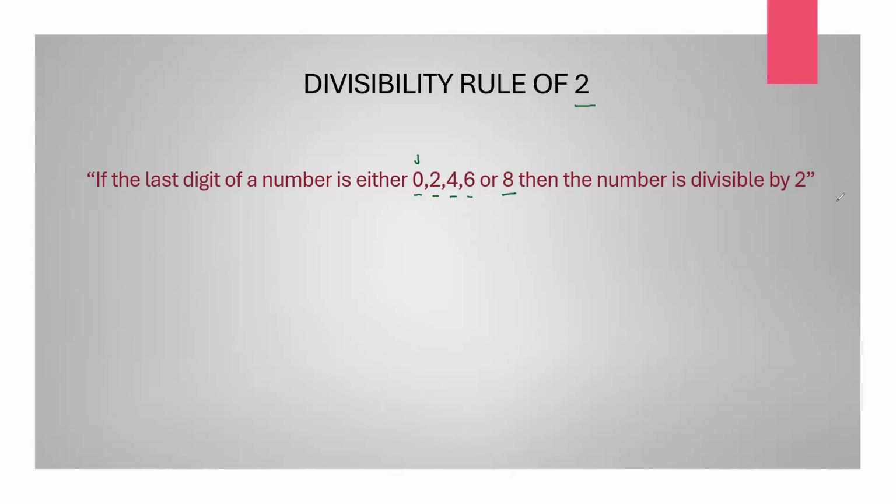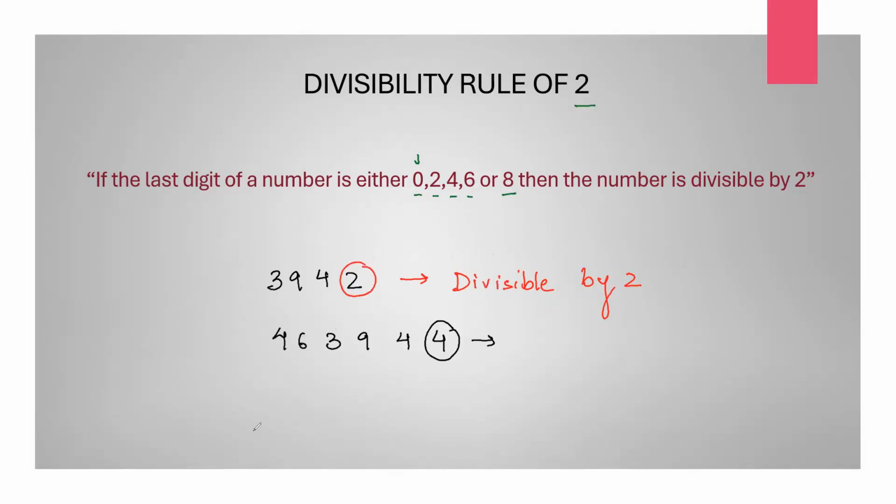divisible by 2. For example, if we take, say, 3942, since the last digit over here is 2, which is an even number, and it comes in the table of 2, hence it is divisible by 2. Again, if we say 463944, over here also the last digit is 4, hence this is also divisible by 2.